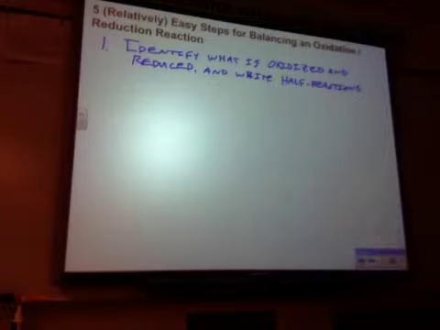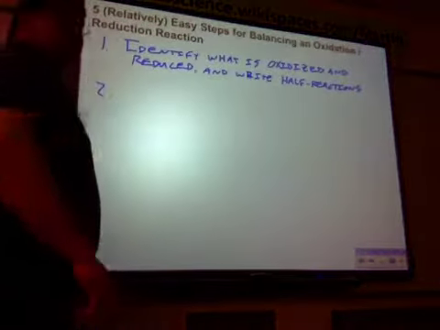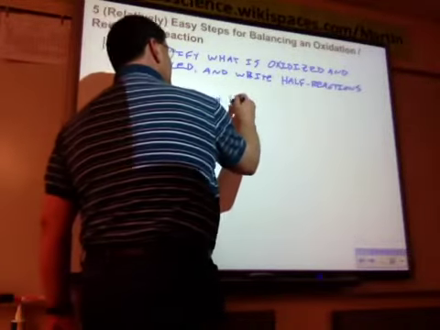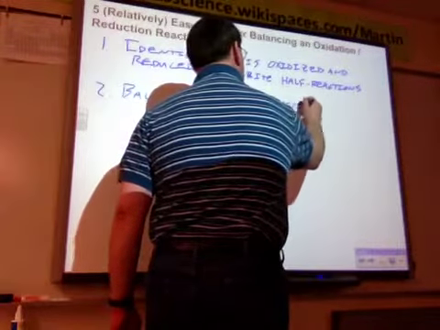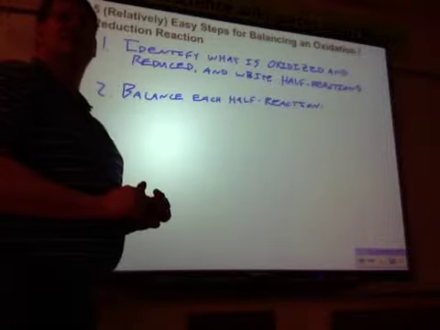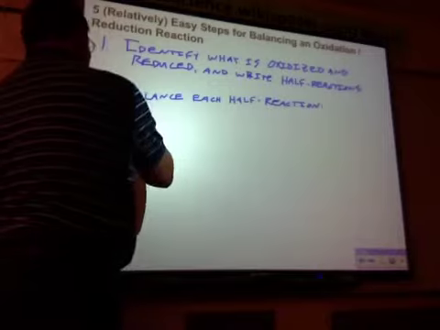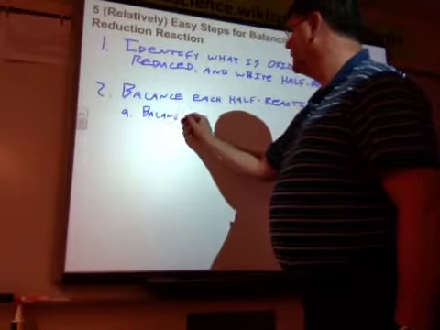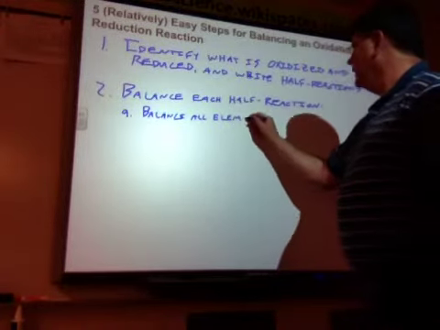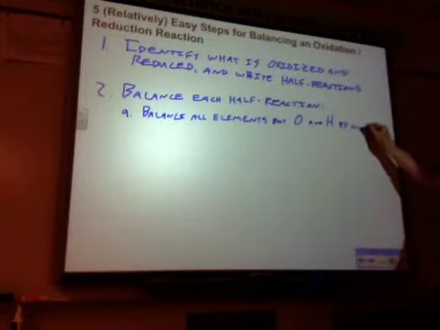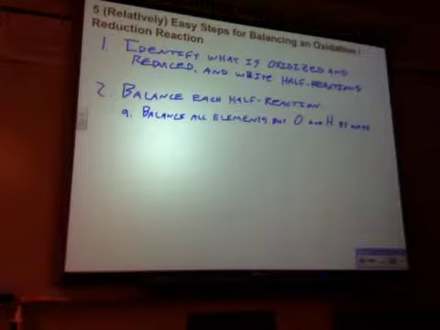Second step, which we haven't done yet, but we'll do in a moment. The second step is to balance each half reaction. And the steps you use in this step, sub-steps, are like this. A, balance all elements besides hydrogen and oxygen. And if I say by mass, you know what that means, right? Same number of chromium on one side as you have on the other side. Balanced by mass. Okay?